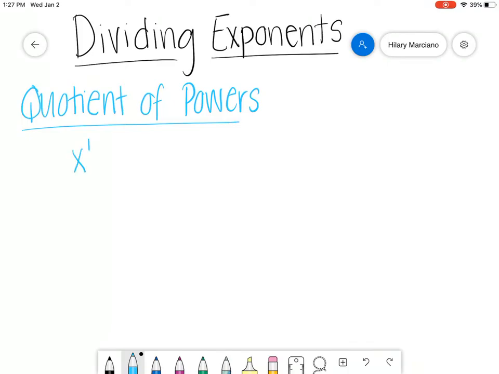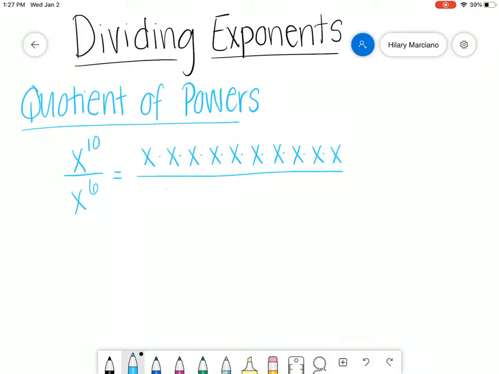Say we have x to the 10th over x to the 6th. If we were to write this out, we would have 10 x's across the top. So let's do that. And then we put that over our 6 x's across the bottom. And what we're going to do here, like we would in anything else, is simplify by canceling.